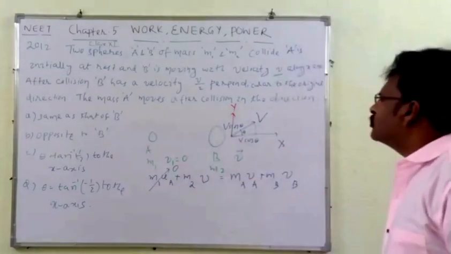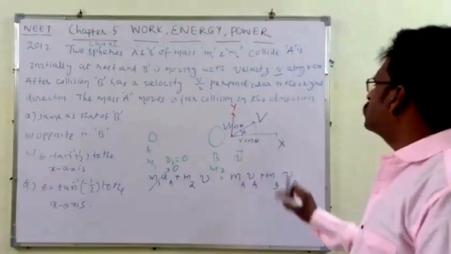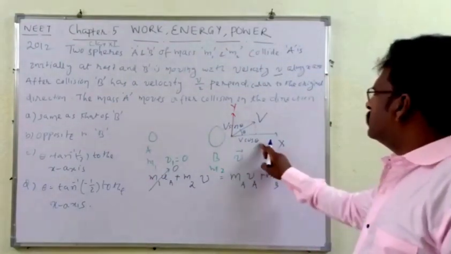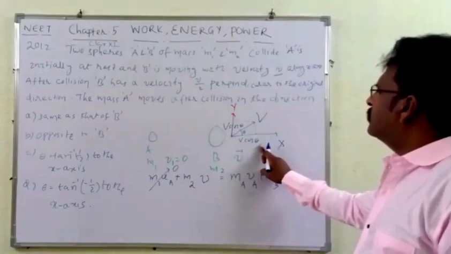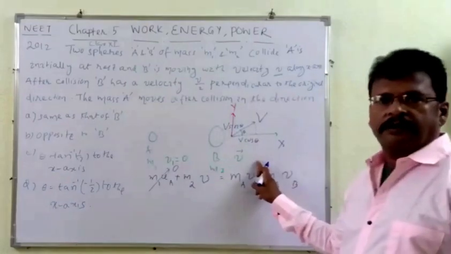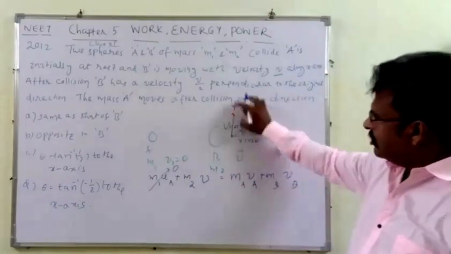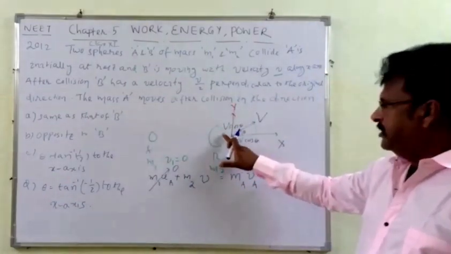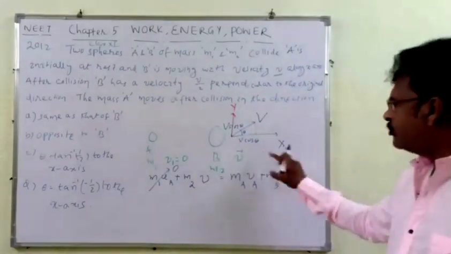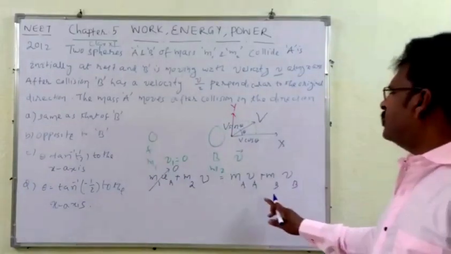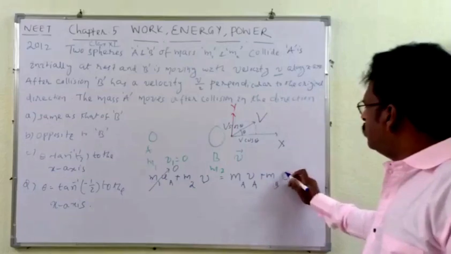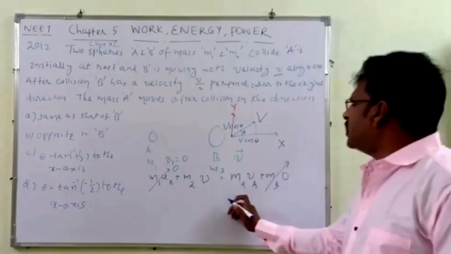Okay, students. So, along the x-axis, B moves along the y direction, so it has no projection along the x direction. The velocity of B along the x-axis is 0, so this term will be 0. And what is the mass of A?